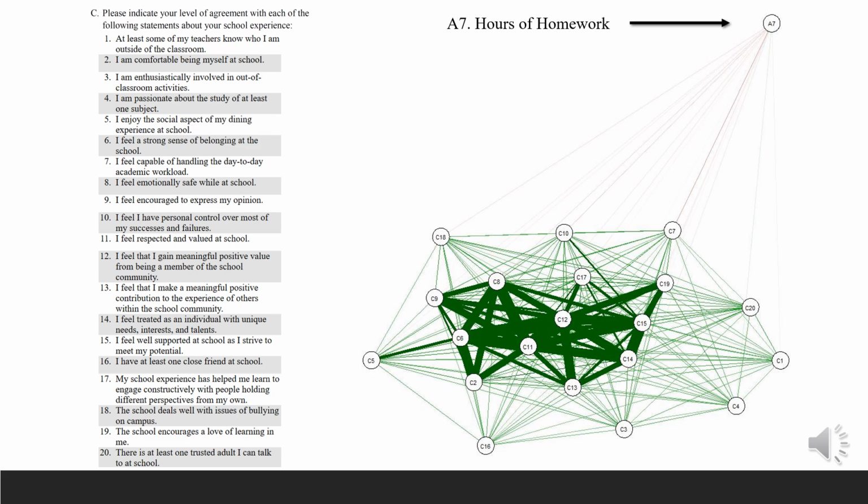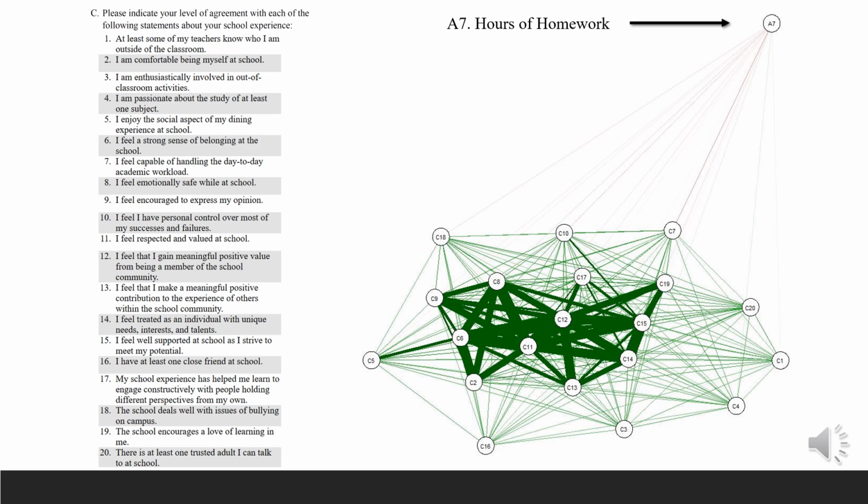Second, and this is the main point of this slide, we find that most measures in the attitudinal series are slightly but negatively correlated with time spent on homework. Again, the thickness of the lines reflects correlation between two measures. The thickest line leading from the homework measure, A7, is for C7: I feel capable of handling the day-to-day academic workload.